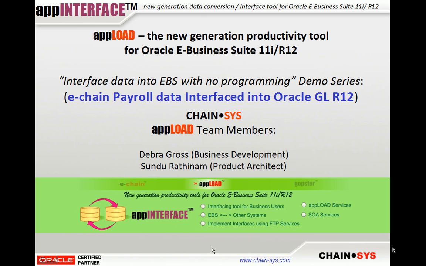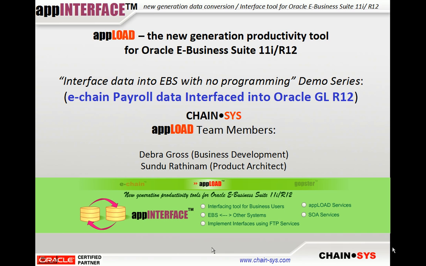Welcome to the App Interface, a new generation data interfacing tool for Oracle eBusiness Suite Release 11i and Release 12. App Interface helps you to interface data from any disparate systems into Oracle eBusiness Suite, both Release 11i and Release 12. And App Interface uses the service-oriented architecture methodology to do the interfacing between disparate systems to Oracle eBusiness Suite.